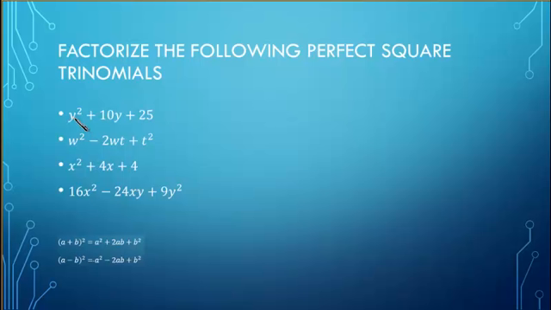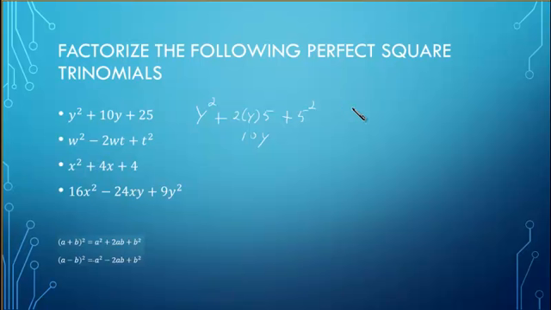So is the first term here a perfect square? Yes. So we can write that simply as y squared. And then is the last term a perfect square? Yes. We can write that as 5 squared. And what about this middle term here? Is this middle term 2 times y times 5? Yes, obviously. That's 2 times y times 5, which is 10y.